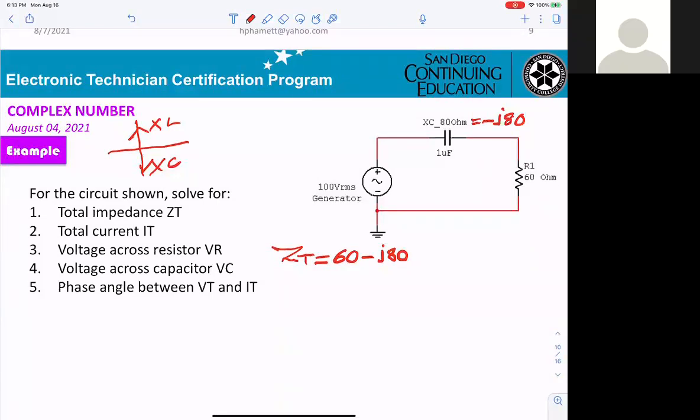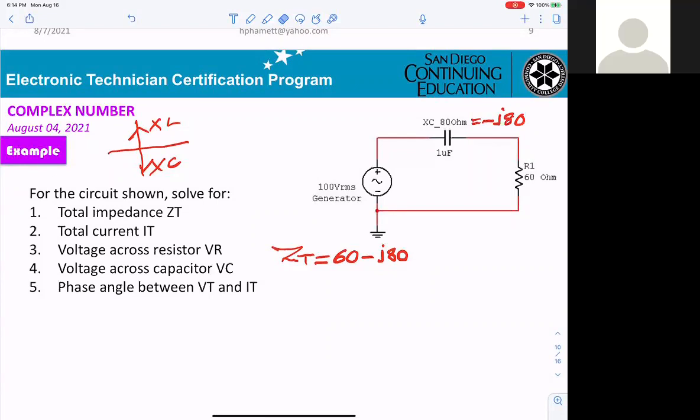So if we want to find out ZT, we can use the formula square root of X squared plus R squared. You mean we're using the square root of R squared plus X squared? Yeah. No, we're not using that. My question is, how will we know whether we need to use this formula or that formula? Either way you want. This is another way to solve it for the AC circuit.